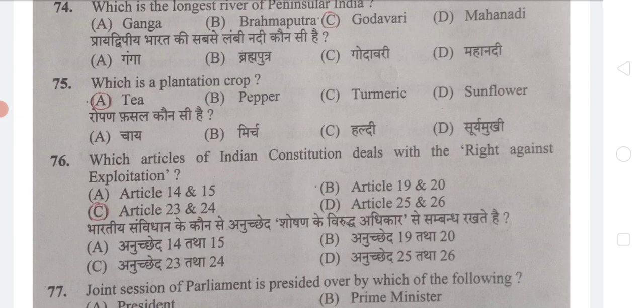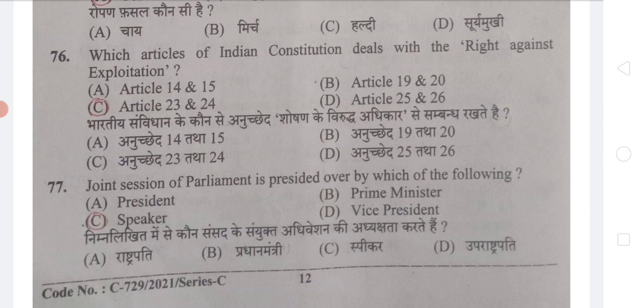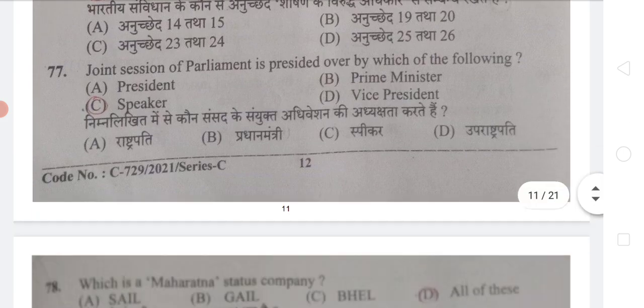Question number 76 onwards are polity questions. Which article of Indian Constitution deals with the right against exploitation? C. Article 23 and 24. Joint session of Parliament is presided over by which of the following? C. Speaker.